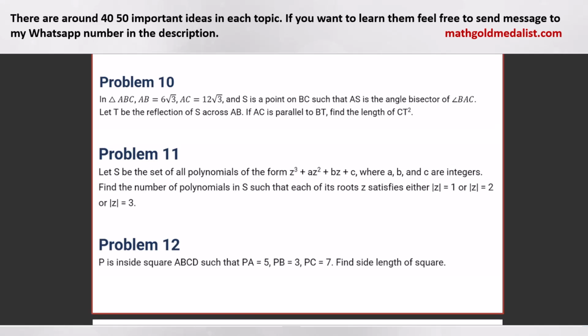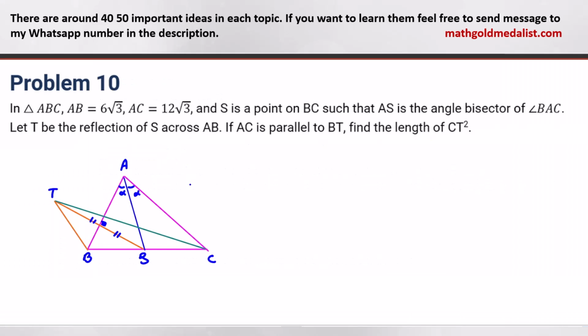For problem 10, let's draw. In triangle ABC, AB is 6 root 3, AC is 12 root 3, and S is a point on BC such that AS is the angle bisector of angle BAC. These two angles are equal. Let T be the reflection of S across AB, and T is this one. If AC is parallel to BT, find the length of CT squared.